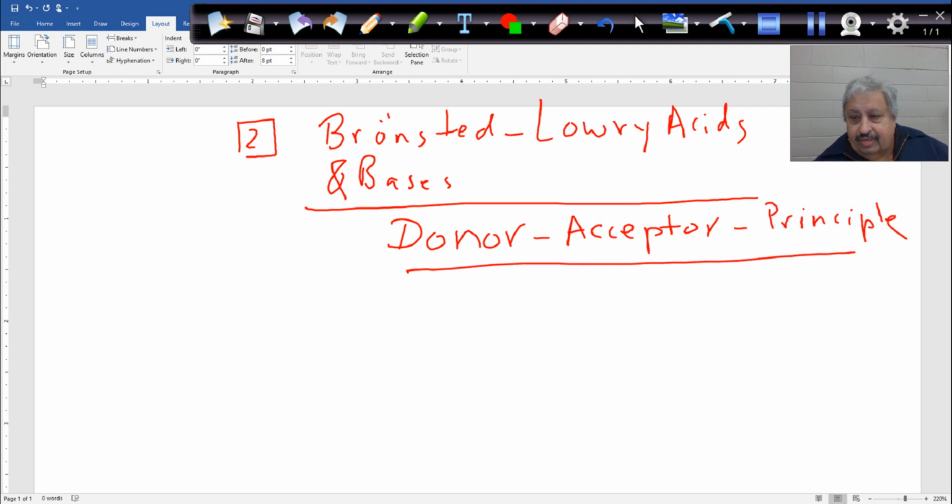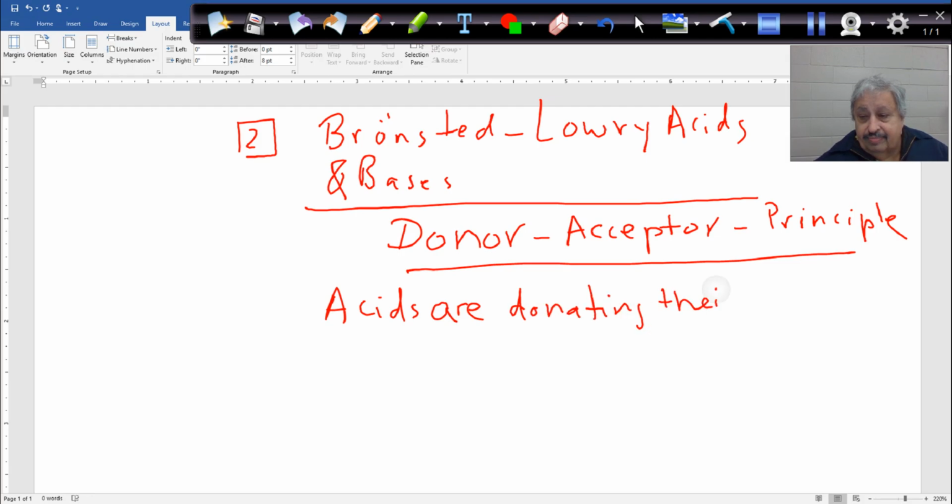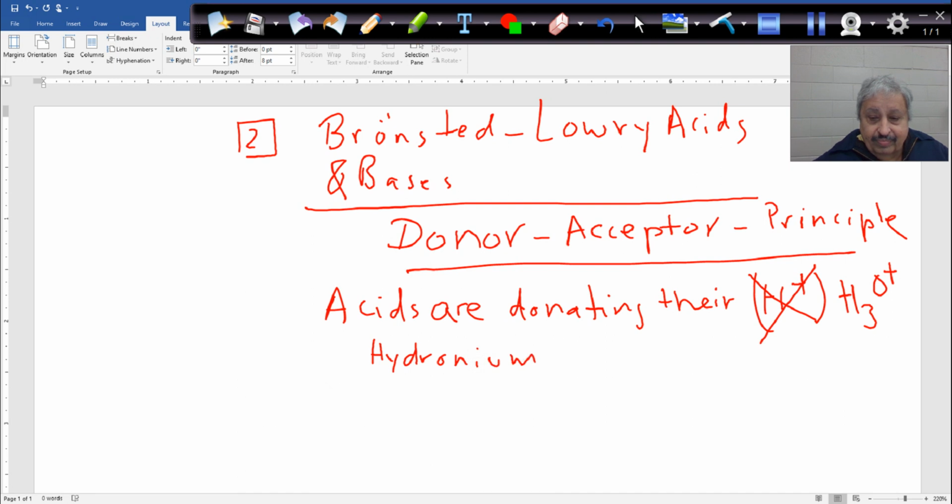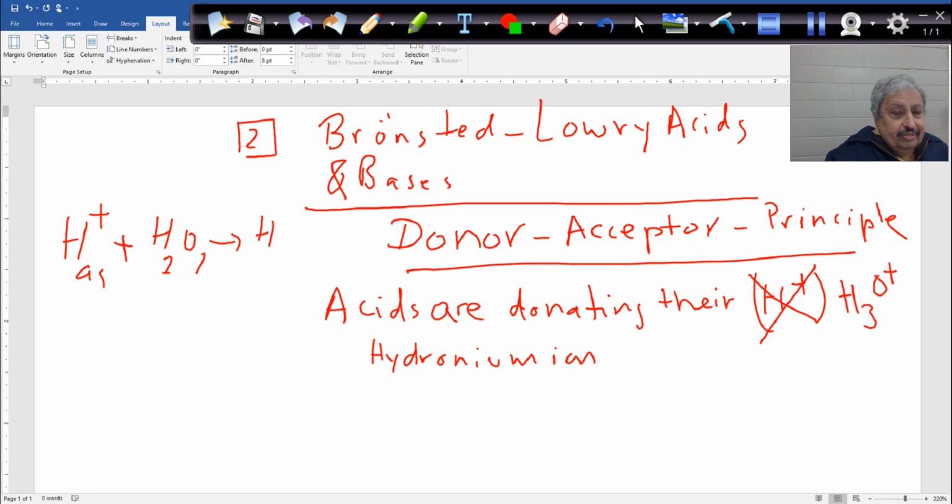So it tells you that acids are donating their H plus. Now H plus does not really exist. We say it does not exist. H3O plus, this is called the hydronium ion. H plus does not exist. It's not there because H plus aqueous plus H2O, you always have this in the solution. So this is liquid, and you have this one here in the solution, aqueous. This one here is the hydronium ion. So acids are donating.